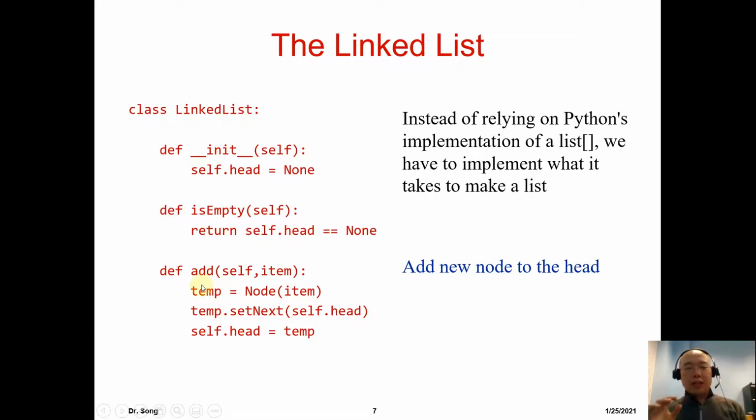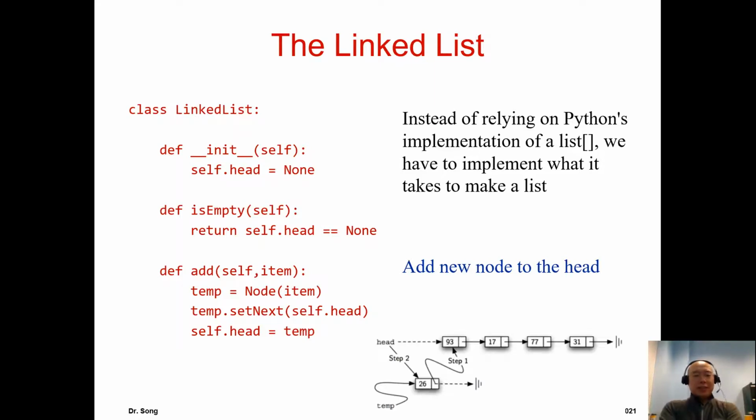For the add, we are adding one more value into our linked list. How do we do that? For the add, we have an item, which is the new value we want to add into our linked list. Then we create a node, which is temp, and we set its next to be the former head.